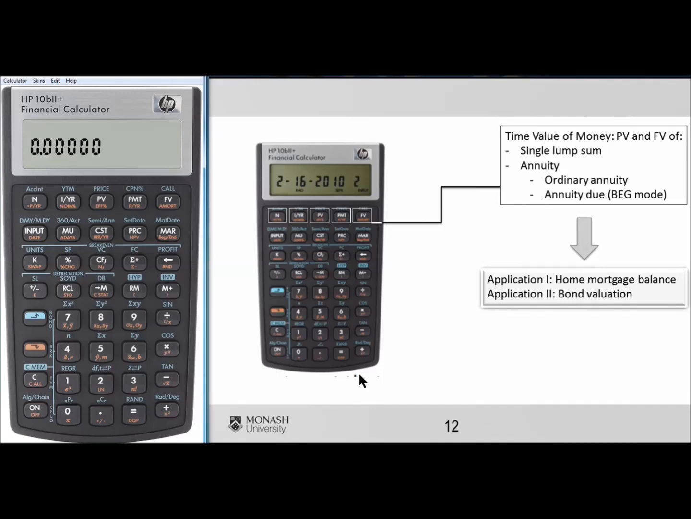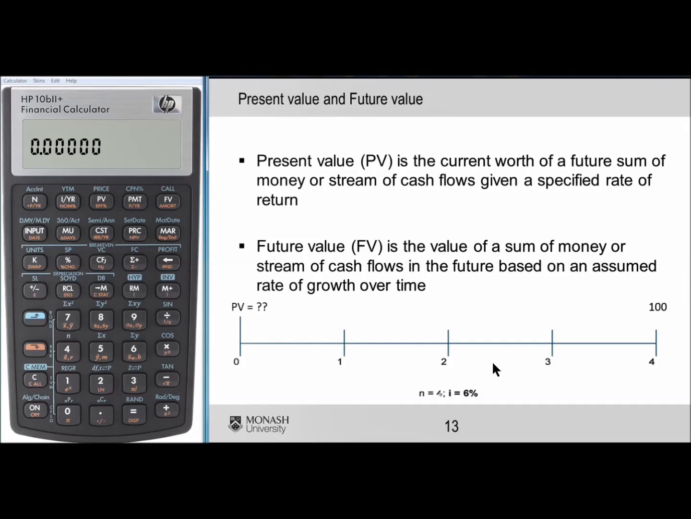Okay, in the next section, I will bring you through time value of money, particularly how to compute present value and future value, or solve for interest rates and the number of periods using our calculator. Let's start with the concept of present and future value. I will use a timeline to help illustrate the concept more clearly. One important thing that you need to understand is $1 today does not equal $1 tomorrow. And this is the fundamental knowledge of time value of money.